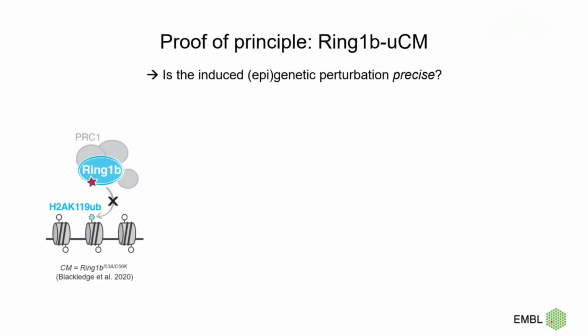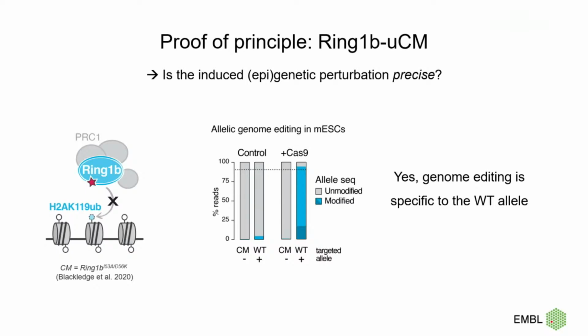And as a proof of principle, to validate whether this actually works, I chose Ring1b, which is the catalytic engine of the polycomb repressive complex 1, a conserved epigenetic repressor that deposits H2A K119 ubiquitination on the genome. And at the molecular level, this system, the CRISPR-Cas9 system, is highly precise. All the tested gRNAs were bulletproof, targeting exclusively the wild-type allele.